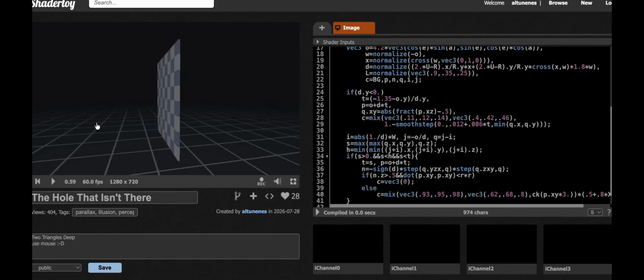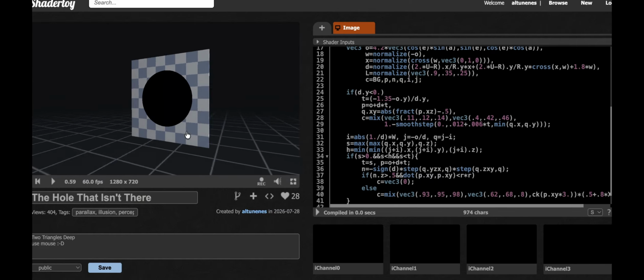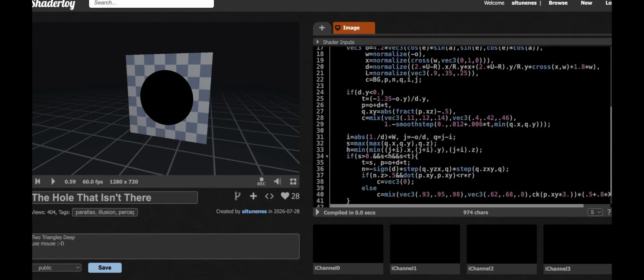And it starts with figuring out which face of the box we actually hit, which is the sign of the ray direction multiplied by 2 steps that compare the slab distances against each other. So whichever axis won the max is the one that gives you the normal without a single branch.